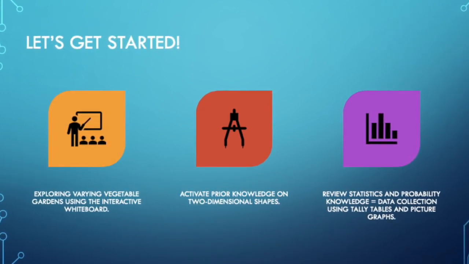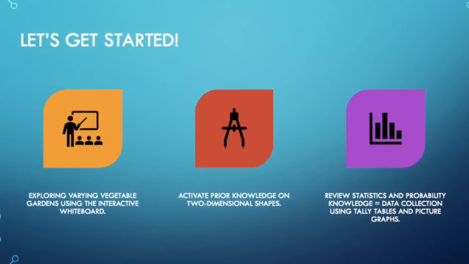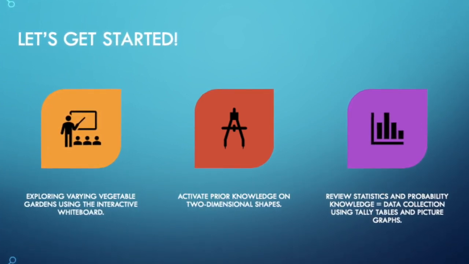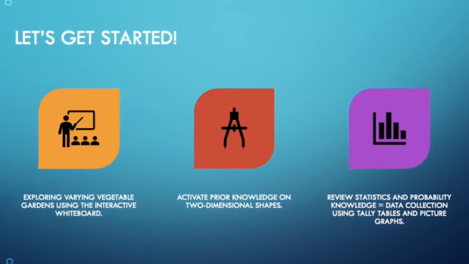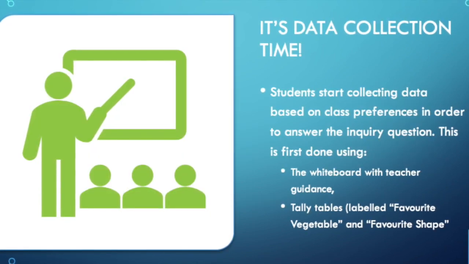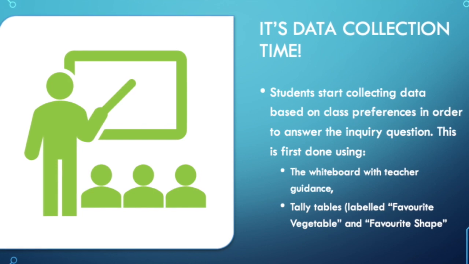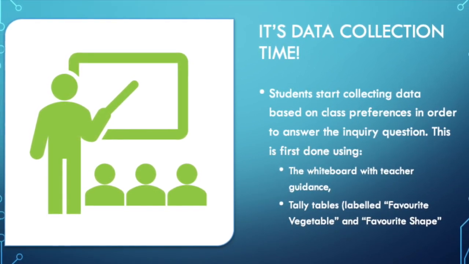in a particular shape. Students will also review what they already know on statistics and probability, specifically their knowledge on data collection using tally tables and picture graphs. This was taught previously in the Discover phase. Once students are familiar with their previously learnt two-dimensional shapes and have activated their background knowledge on data collection, they can begin collecting the data needed to answer the inquiry question.